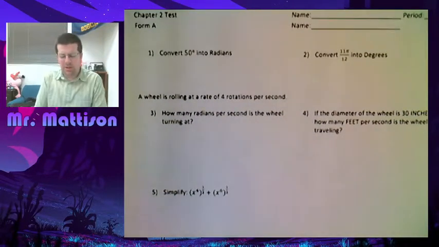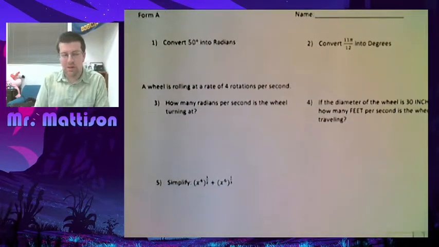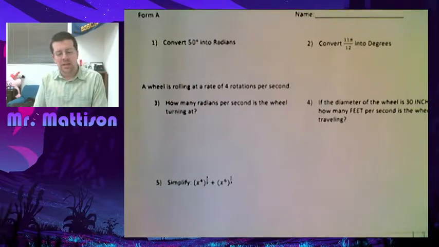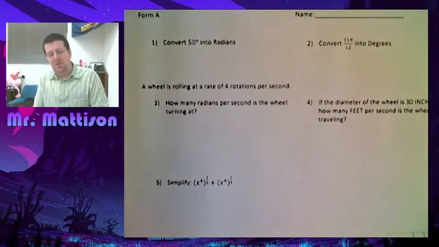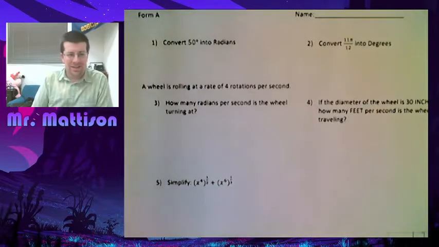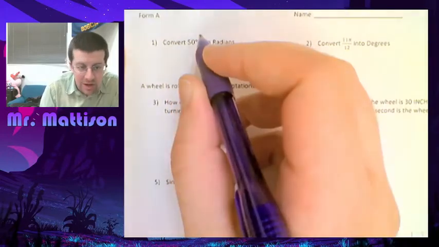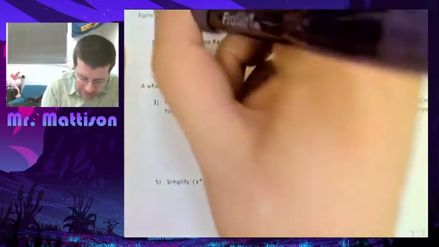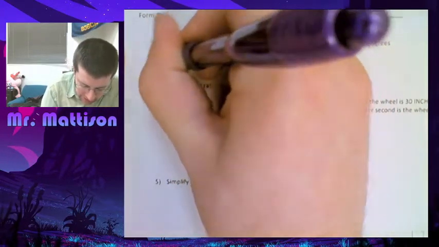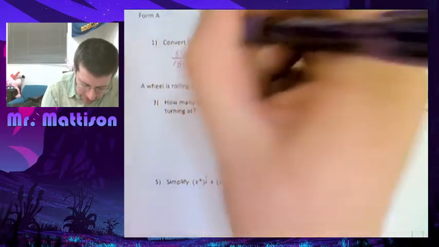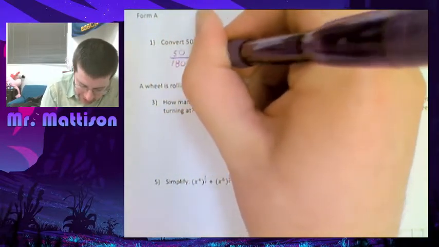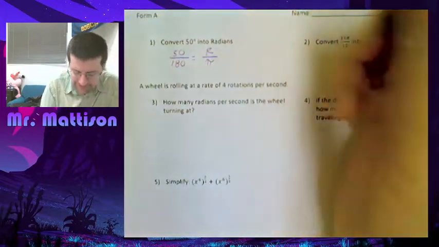So first ones here, we're going to be converting from radians to degrees and degrees to radians. So the equation which we have for this is radians over pi is equal to degrees over 180. Now that sets us up a nice ratio. So we're going to plug in the parts which we know, solve for what we don't know. So I'm going to have 50 over 180 equals my radians over pi.